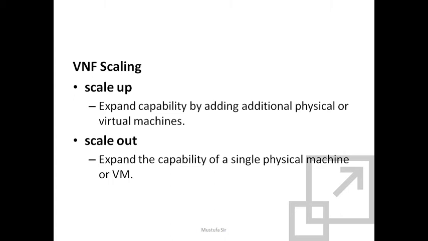What do you mean by scale up and scale out? Scale up is to expand the capability by adding additional physical machines or virtual machines. If you are adding physical or virtual machines, you are expanding the capability, that means you are scaling up. Scale out is to expand the capability of a single physical machine or virtual machine. If you are extending the capability of a single physical machine or single virtual machine, that means scale out.